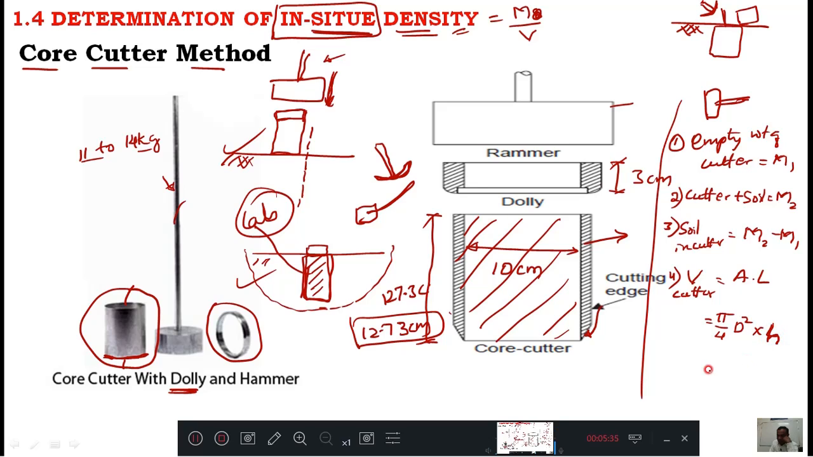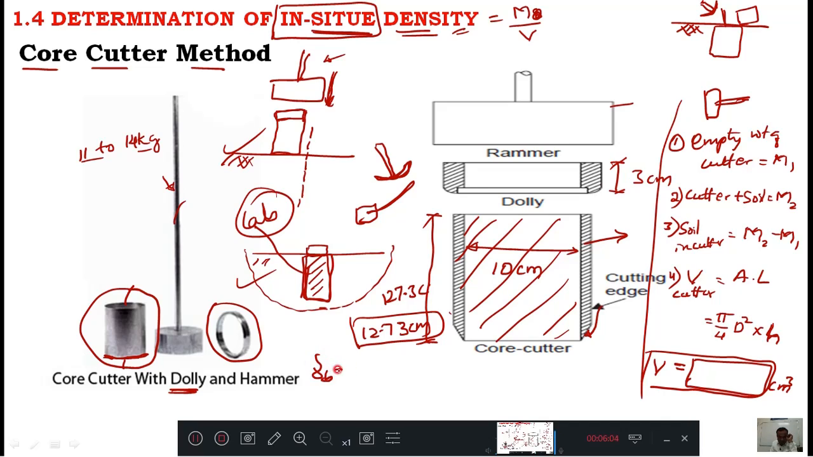Here, if you substitute D as 10 and H as 12.73, you will get some magic number. I don't tell that magic number; you perform this and get it. That is in centimeter cube. That many centimeter cube is the volume. See here, very simple, right? And after that, what do you do?